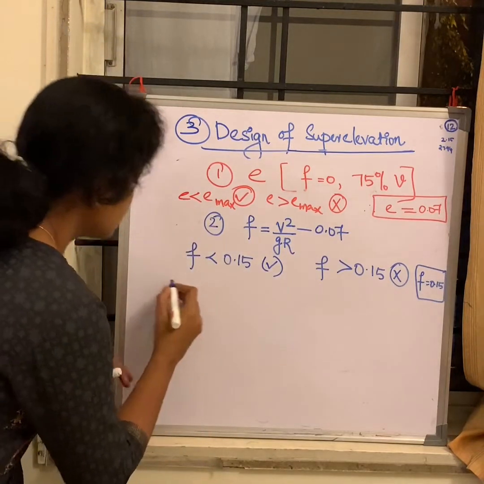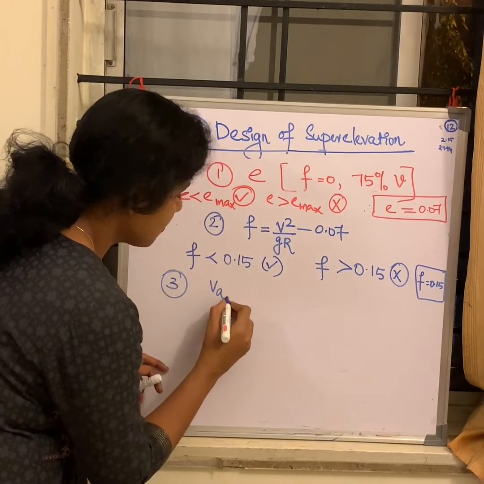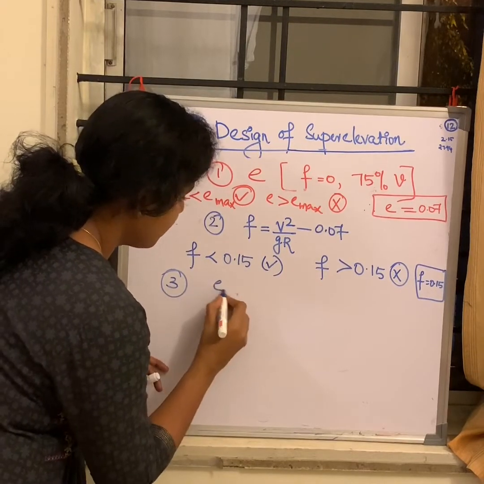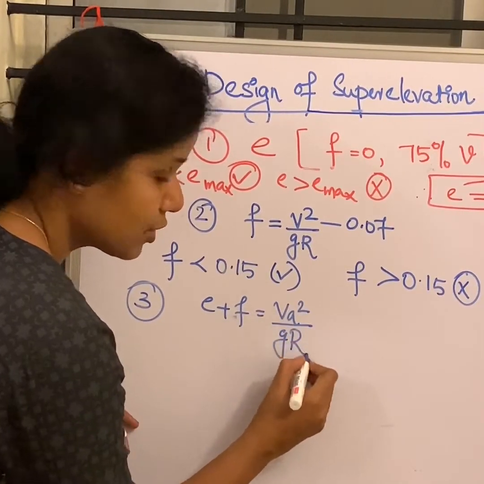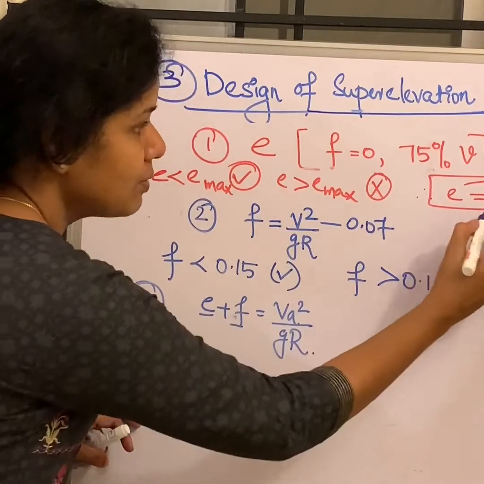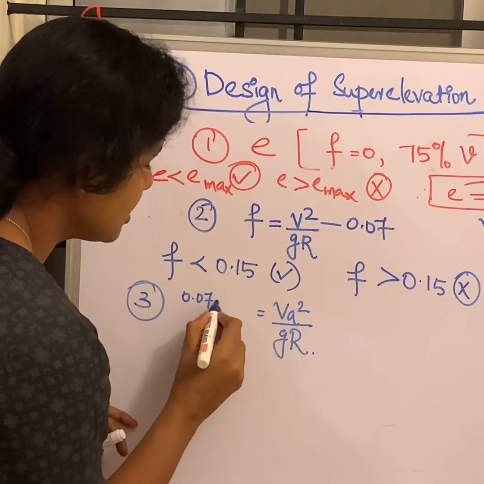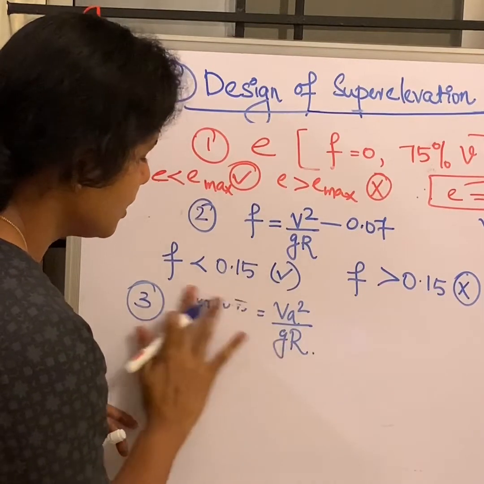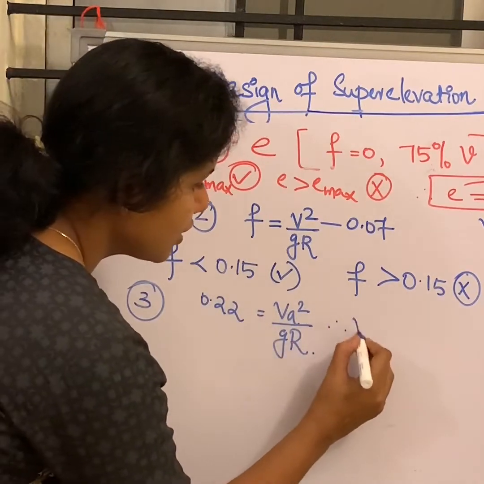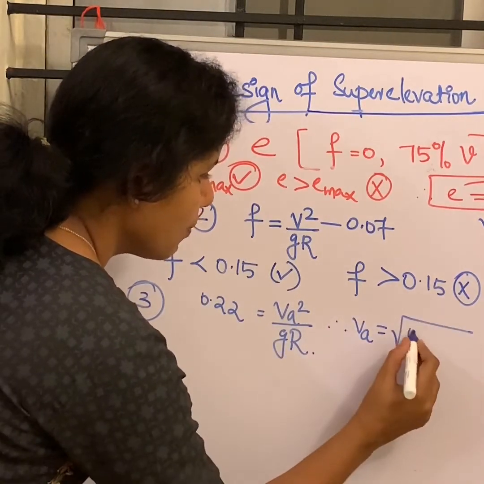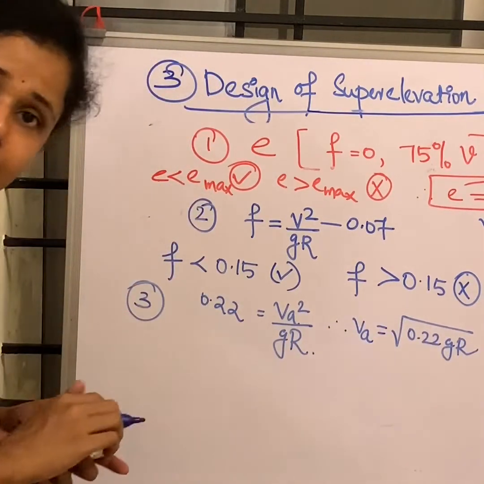Now step 3 calls for calculating the allowable speed. I am using the same equation: e plus f = Va square by gR, where Va is the allowable speed we are going to calculate. Now we have limited both e and f, that is 0.07 plus 0.15, which is nothing but 0.22. So 0.22 = Va square by gR. Therefore, Va is equal to the root of 0.22 gR.